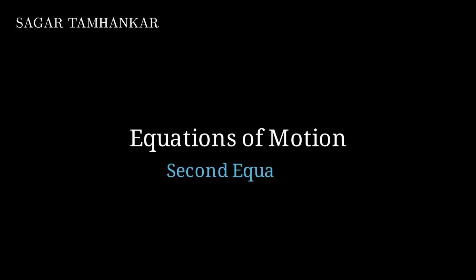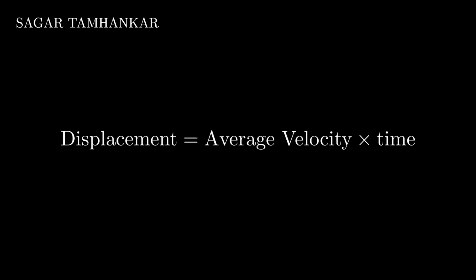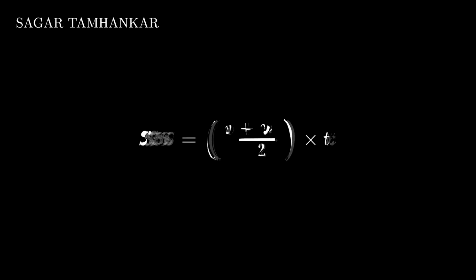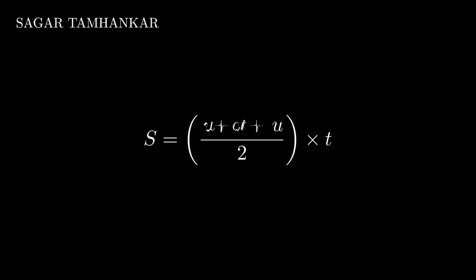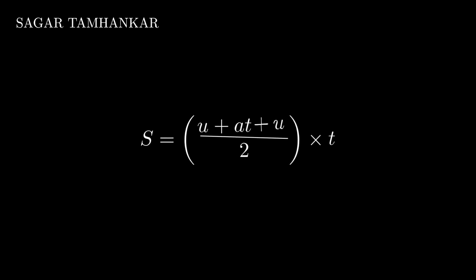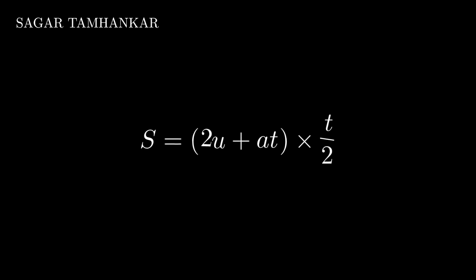Now let us derive the second equation of motion. This equation relates displacement, acceleration, initial velocity, and time. Displacement equals average velocity multiplied by time. Substituting the expression for average velocity. From the first equation, replace final velocity with u+at. Simplify the numerator and rearrange terms.